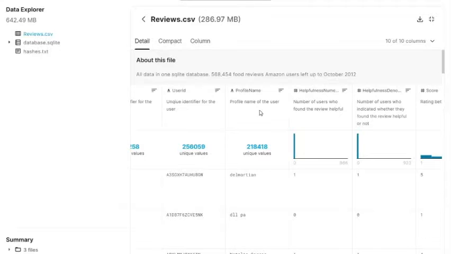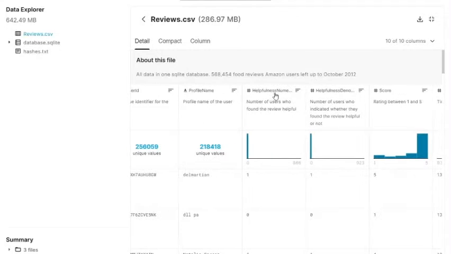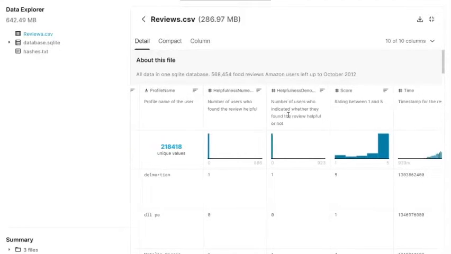And we have the profile name of the user. Nothing to elaborate on this. And there is the helpfulness numerator, which means basically the positive reviews on that product, how many users gave positive reviews about that particular product. And there is the helpfulness denominator, which indicates the total number of users that gave reviews on that, whether they are positive or negative, that doesn't matter.